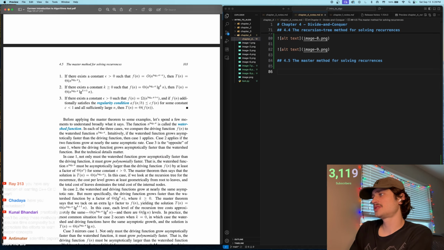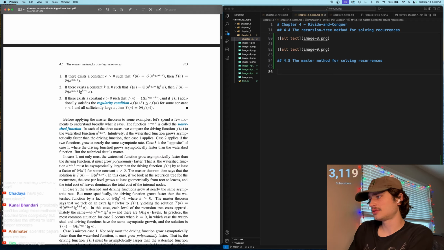Before applying the master theorem to some examples, let's spend a few moments to understand broadly what it says. The function n^(log_b a) is called the watershed function. In each of the three cases, we compare the driving function f(n) to the watershed function. Intuitively, if the watershed function grows asymptotically faster than the driving function, then case 1 applies. Case 2 applies if the two functions grow at nearly the same asymptotic rate. Case 3 is the opposite of case 1, where the driving function grows asymptotically faster than the watershed function, but the technical details matter.